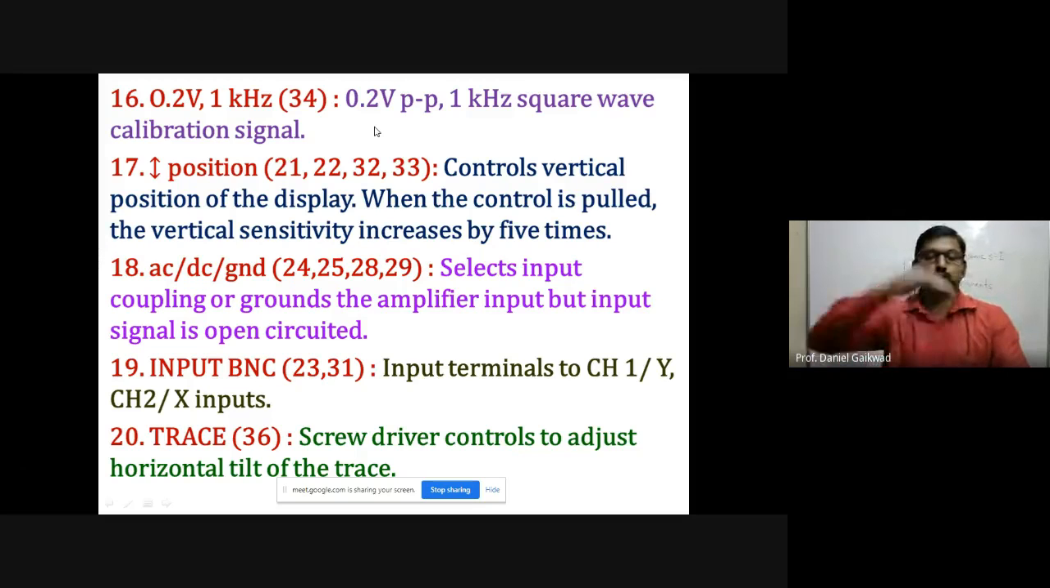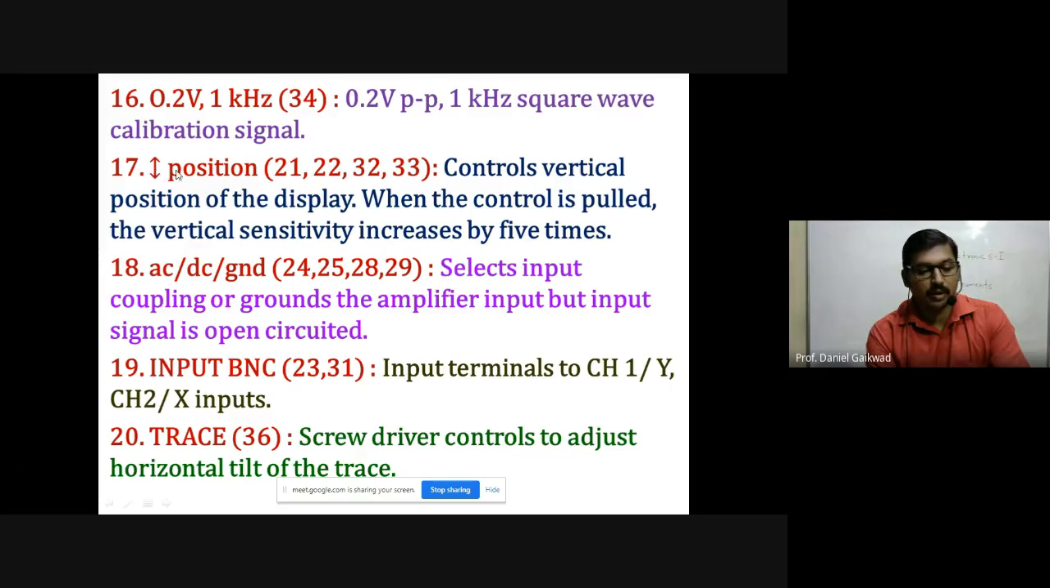Suppose we have positive 0.1, and when it becomes 0 and again we have negative, minus 0.1. So plus 0.1 and minus 0.1, how much is the difference? It is 0.2. So that is called peak to peak voltage. So peak to peak voltage is 0.2 VPP, and the frequency will be 1 kilohertz square wave calibration signal. For that purpose, we use this particular square wave for calibration.